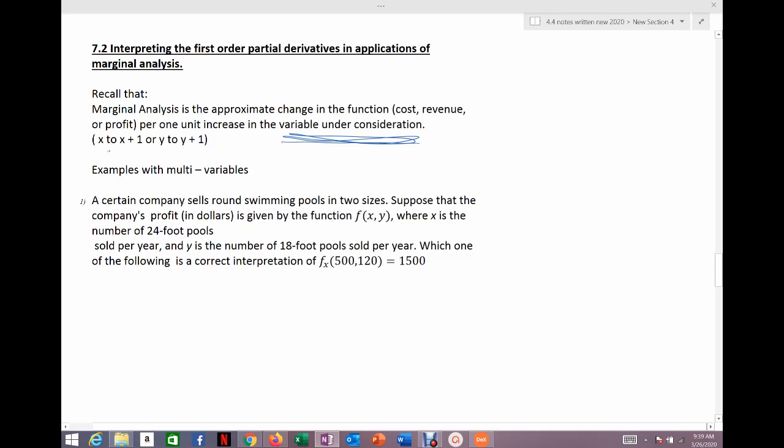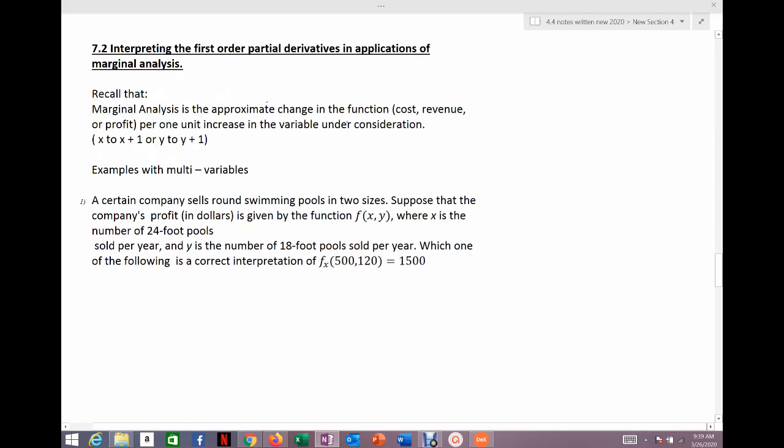And for our marginal analysis, it's always going to be the change of 1 unit. So either the x value is changing by 1 unit, or the y value, so not at the same time, one or the other, not both. And again, the analysis part, the explanation, is just as important as getting there. So remember, it's an approximate change in my function, and usually we stick to cost, revenue, and profit when we increase by 1 unit. Again, we're only going to increase one of them. The other one's being held constant.